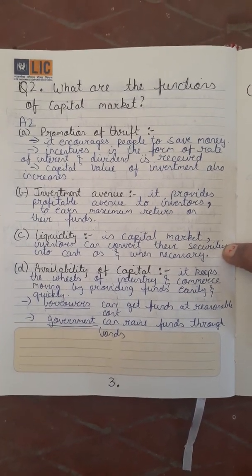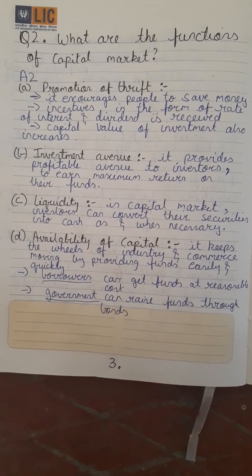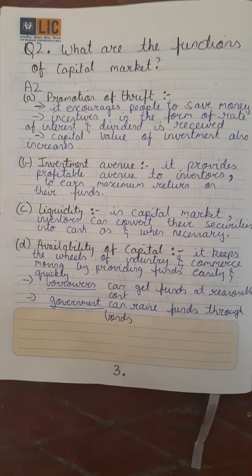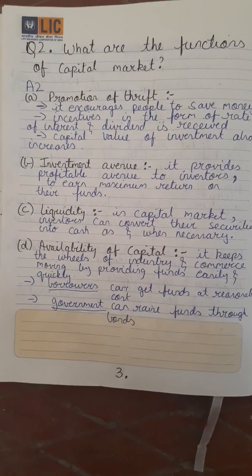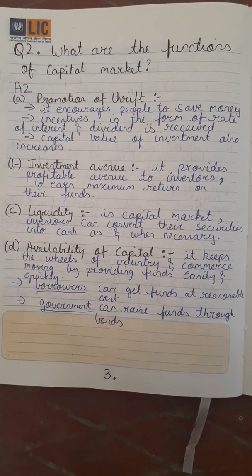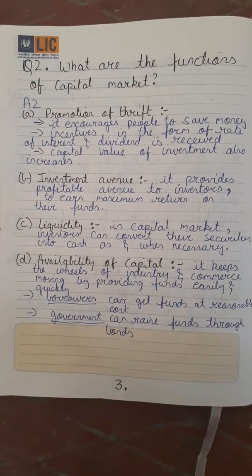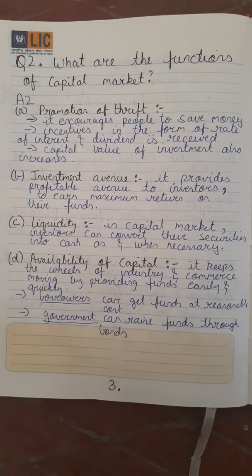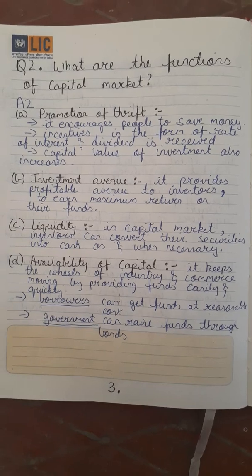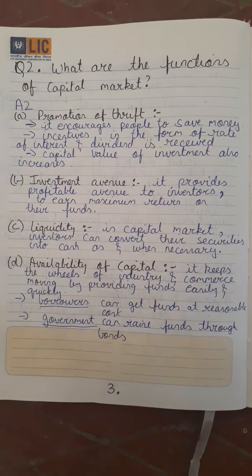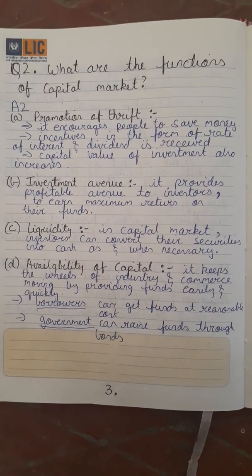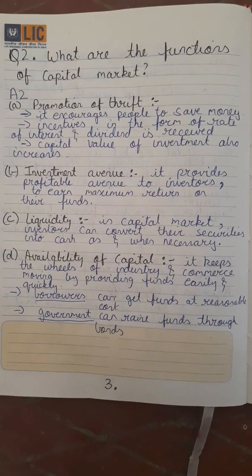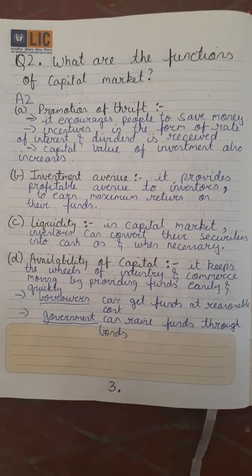Second, investment avenue. Capital market provides various ways in which money of investors can be invested. Therefore, it provides a profitable avenue so that maximum return on their funds can be earned. Next, liquidity. In capital market, investors can buy or sell their securities easily. That means they can convert their securities into cash as and when necessary. Next, availability of capital. Capital market keeps the wheels of industry and commerce moving by providing funds easily and quickly. Not just industries but government can also raise funds in capital market by the issue of bonds.